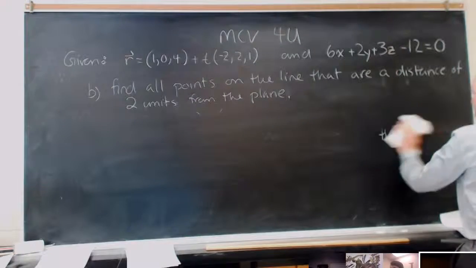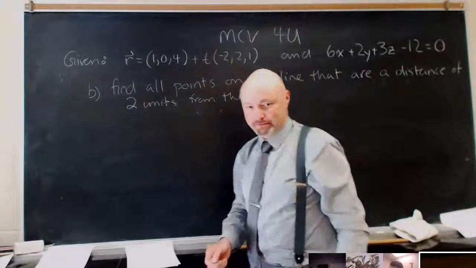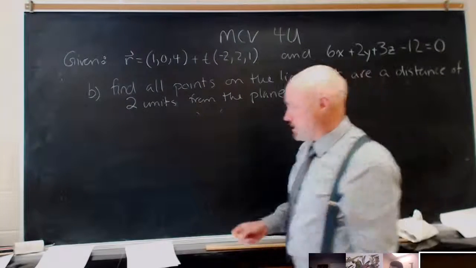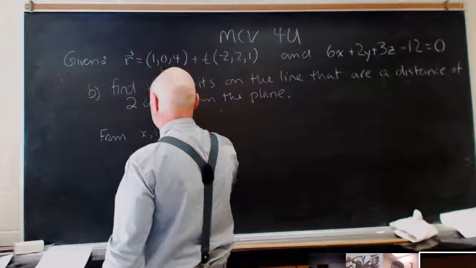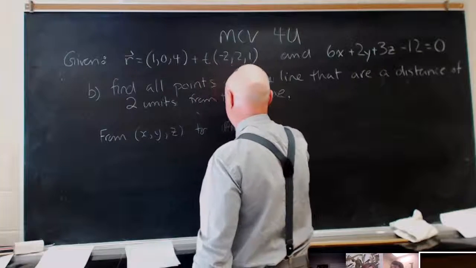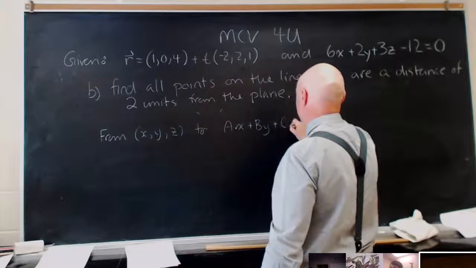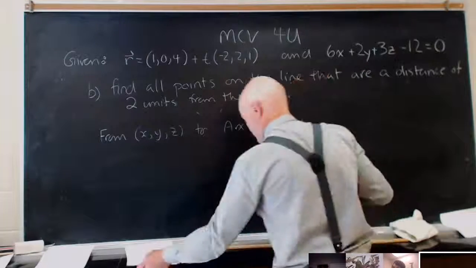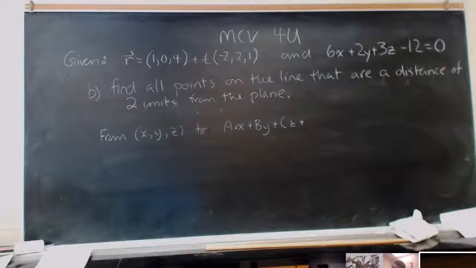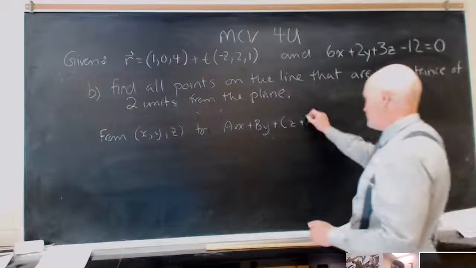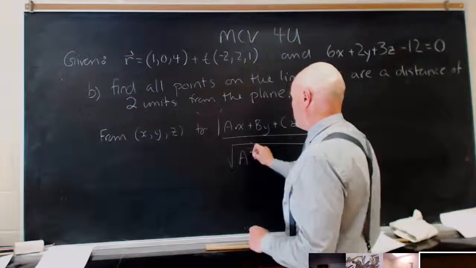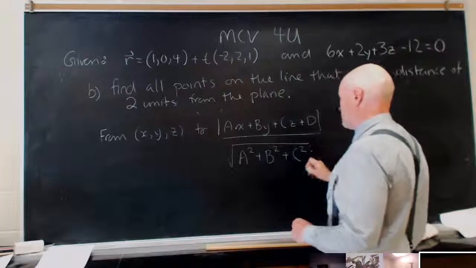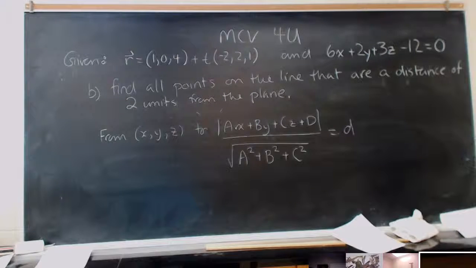So does anybody remember that distance formula from yesterday? The distance from x0, y0, z0 to a plane ax plus by plus cz plus d. Yeah, so you're actually thinking about how we derive that, RJ, but it's actually plus d. So it's the result of the projection, and it's all over the square root of a squared plus b squared plus c squared.